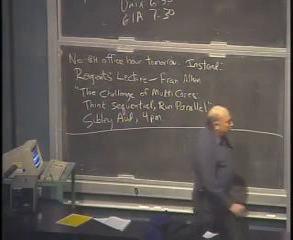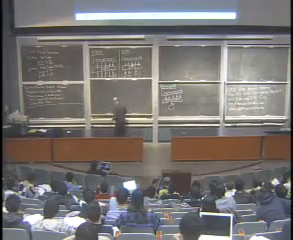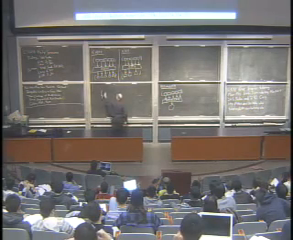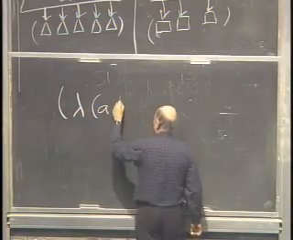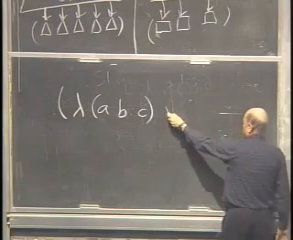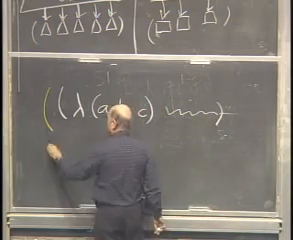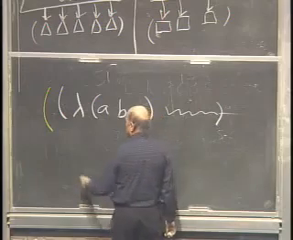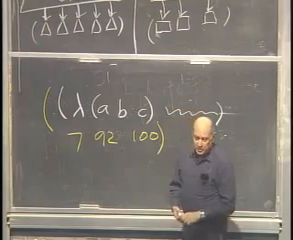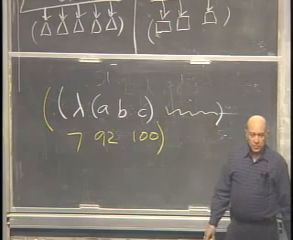So the situation we're looking at is some function, lambda of ABC, compute some value, and we call that function with three arguments, 7, 92, 100. They don't have to be numbers, they just happen to pick numbers this time. It depends on, obviously it depends on what this function does.